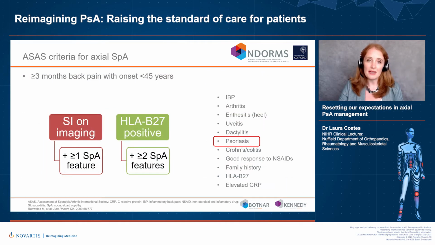However, when we think about the ASAS classification criteria for axial spondyloarthritis, you can see again here that psoriasis is highlighted. So patients who have a feature like psoriasis can also have a diagnosis of axial spondyloarthritis under these criteria if they have imaging evidence of sacroiliitis or a positive HLA-B27. So this starts to demonstrate the overlap between the two conditions.